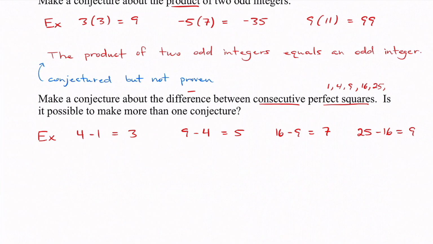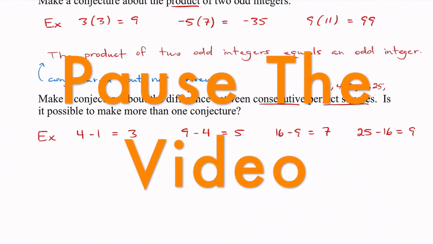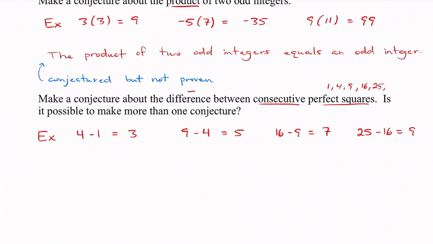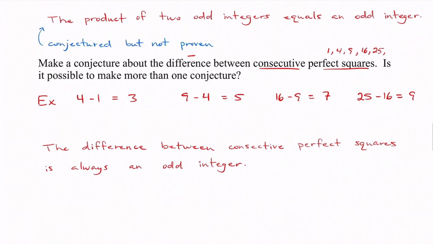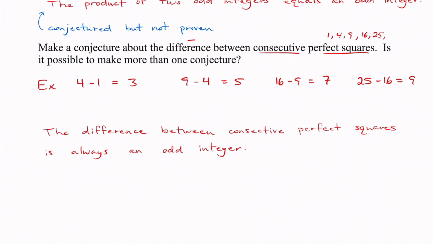If you want to try to come up with a guess or a conjecture about what we're getting for an answer, you could do that now. With this one, it seems like the values we're getting all seem to be odd. So we could make the conjecture that the difference between consecutive perfect squares is always an odd integer. That's just one conjecture you could come up with. It also asked us, is it possible to make more than one conjecture? So you could possibly come up with another one. If you want to think of something else, try to work with the numbers and see what you get. Just pause the video.